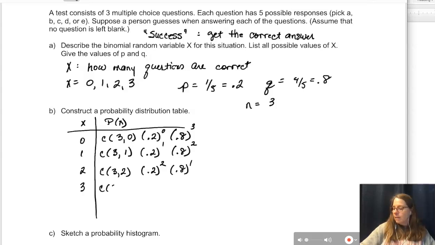And finally, combination of 3 choose 3, which means she gets all the questions correct. The probability for each question being marked correct is 0.2. That will be raised to the 3rd power since that happens 3 times. And then she misses the questions 80% of the time, and that will not happen at all because all 3 questions were answered correctly. Now you're going to use your calculator to figure out each of these quantities.